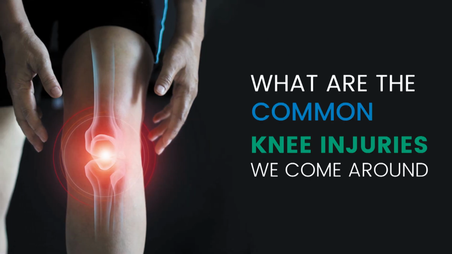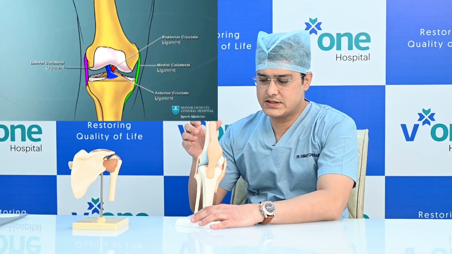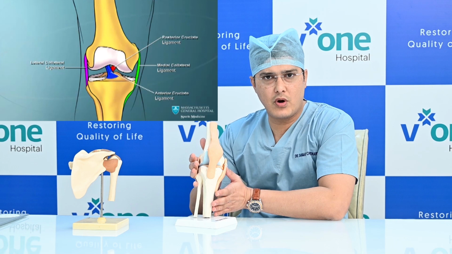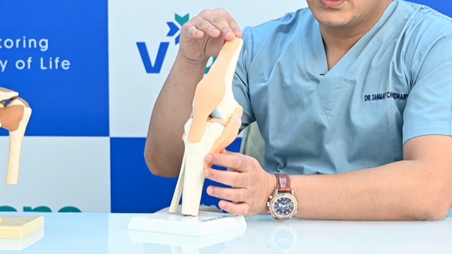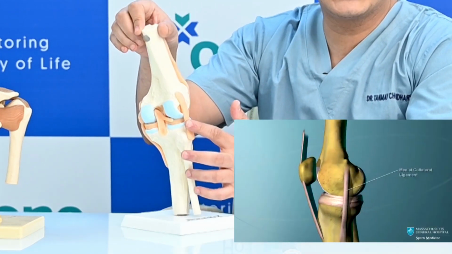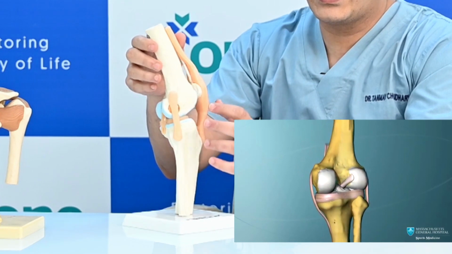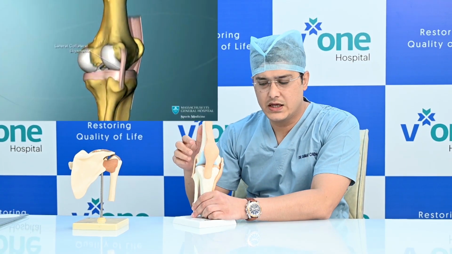So what are the common knee injuries we come across? Mainly it is anterior knee pain. So let's start by understanding the knee structure, how our knee is formed. This is the right knee model. We are looking from the front. This is how it looks from the sides, from the back, and from the other side, the outer side, and right back in the front. So this is the 360-degree view of the knee.